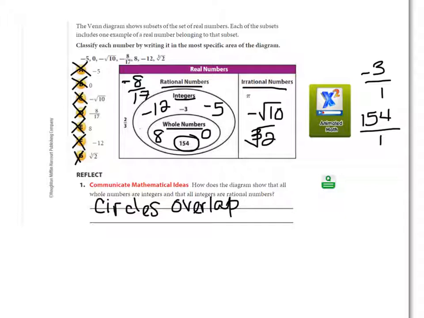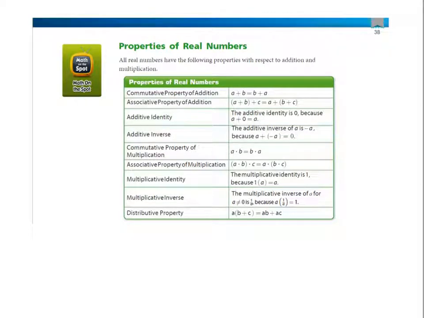Continuing on, these are properties that you should have learned before this year. We've talked about a couple of them. Commutative and associative, there's addition and multiplication. Additive identity means you're adding by 0 because it doesn't change the number. Additive inverse means that when you add two numbers, the result is 0, so you add opposites.